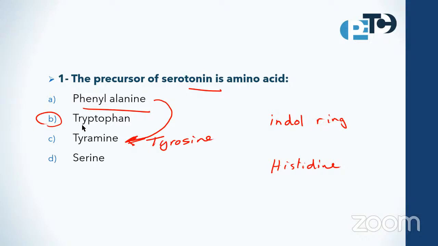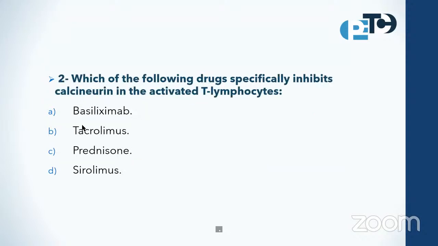Okay. Let us see the next question. Which of the following drugs specifically inhibits calcineurin in the activated T lymphocytes? Tacrolimus. Yes, the answer is tacrolimus, or cyclosporin if cyclosporin is present. Both have the same mechanism.